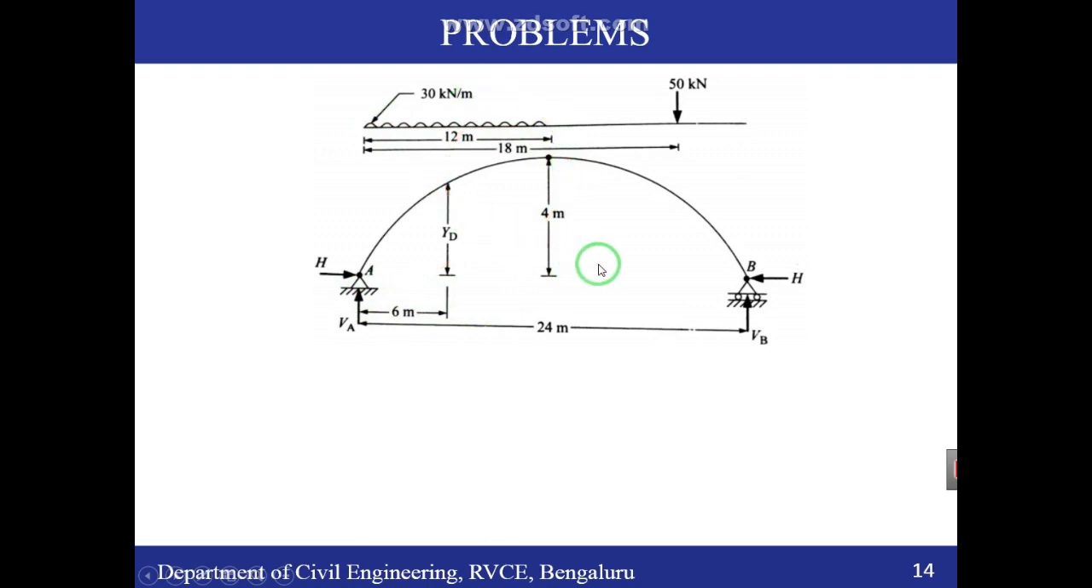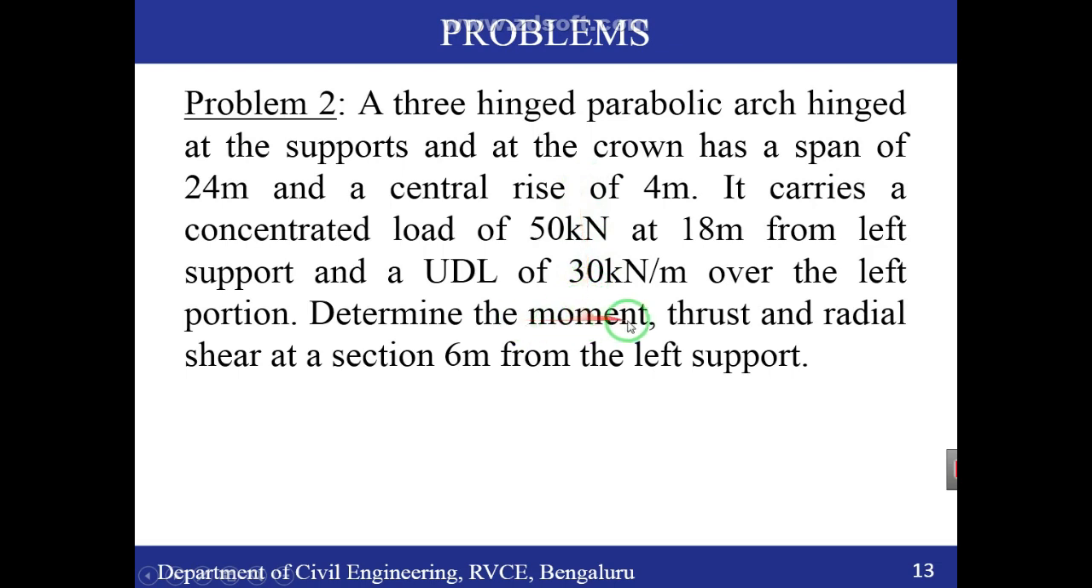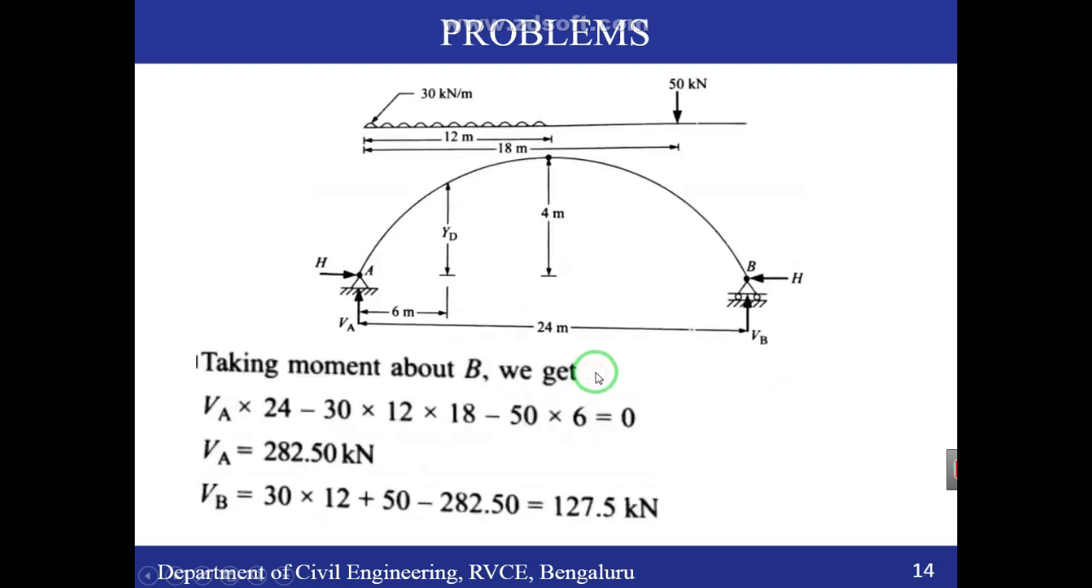So for this, what we have to do is we will have to find out the moment, thrust and radial shear, that is normal thrust and radial shear at 6 meters from the left support. All right, so let us go on finding the data, right? So now taking moment about the point B, we are finding the support reactions. Once we take moment about the point B, we will have three forces that create the moment. One is the 50 kilonewton load, another one is 30 kilonewton load, and another one is this force VA. So all these three forces will be responsible for creating moment when you are taking the summation of moments at point B is equal to 0.